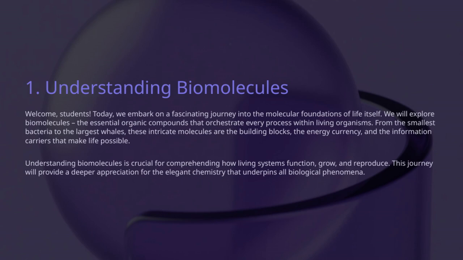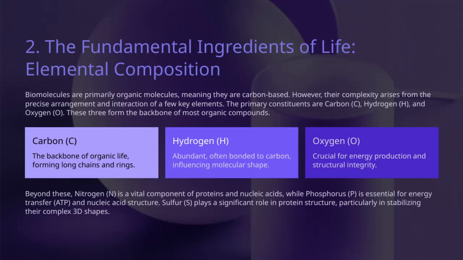So, as we move forward, keep in mind that these tiny molecules are the key players in the grand biological orchestra. Let's take a closer look at the fundamental elements that make up life. These elements are crucial not only for energy production, but also for maintaining the structural integrity of living organisms. First, we have oxygen, or O. It's abundant in nature and often bonded to carbon. This bonding influences the shape of molecules, which is essential for their function. Oxygen is vital for respiration, helping organisms generate energy.